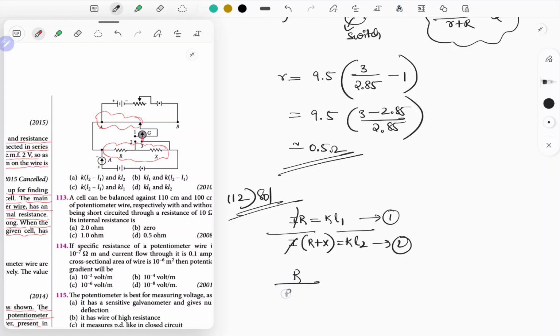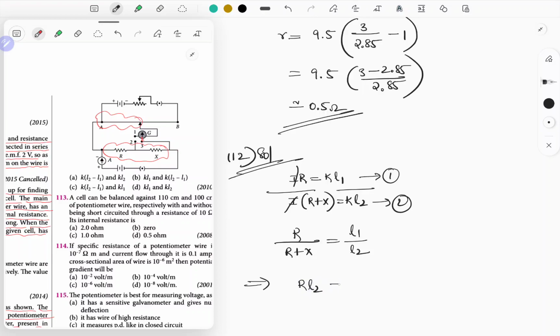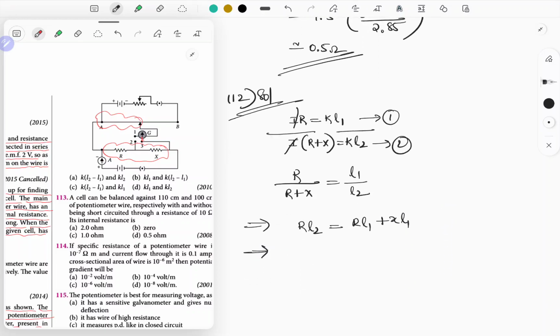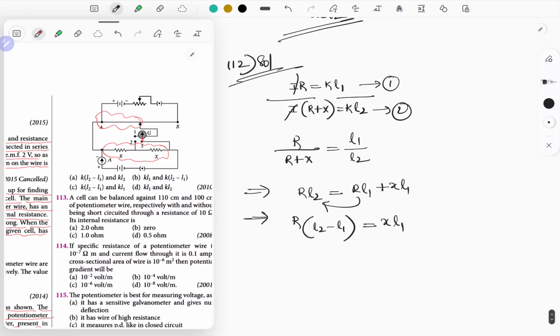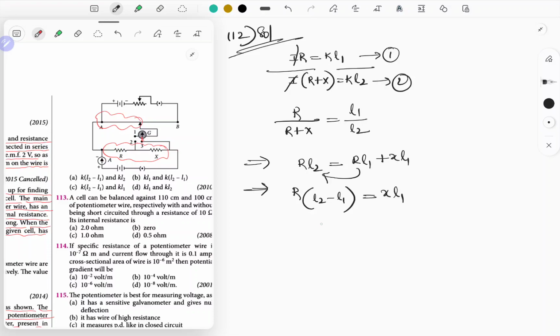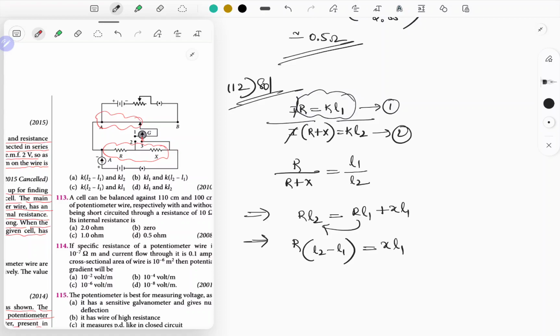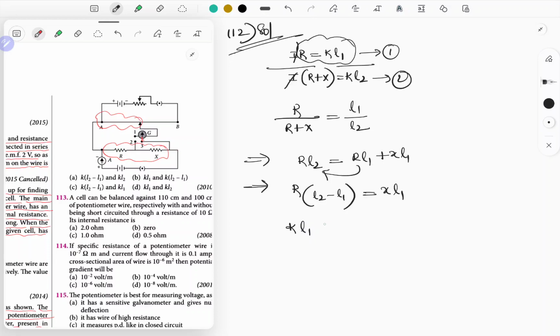I will get cancelled. R by (R plus X) is equal to, K will get cancelled, L1 by L2. Then from this, R L2 is equal to R L1 plus X L1. So from this, we have to find out R and X separately, right? Send this to left side. R into (L2 minus L1) is equal to X times of L1. Then from this, we know one thing, that can we replace R in terms of K and L1? Yes, we can. It's going to be K times of L1 into (L2 minus L1), which is equal to X times of L1. L1 will get cancelled. Then X is equal to K into (L2 minus L1), right? Okay, so that is X.